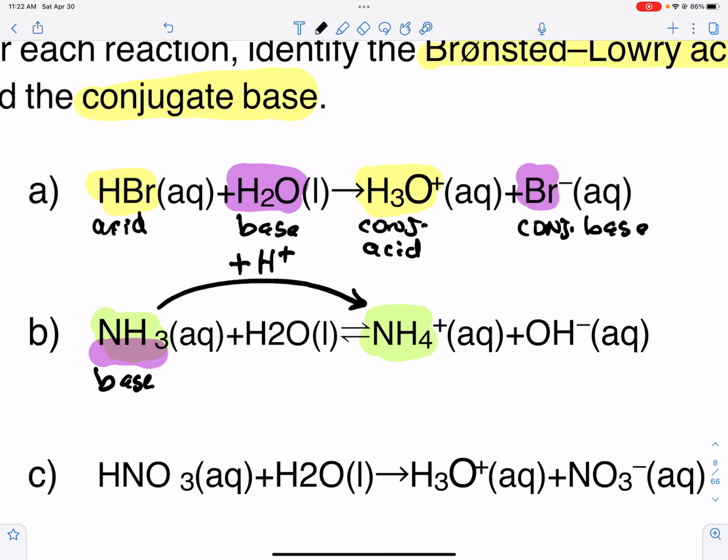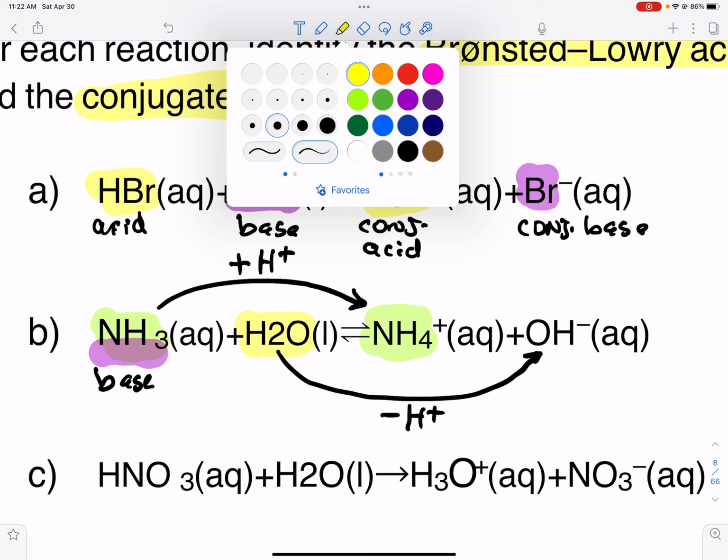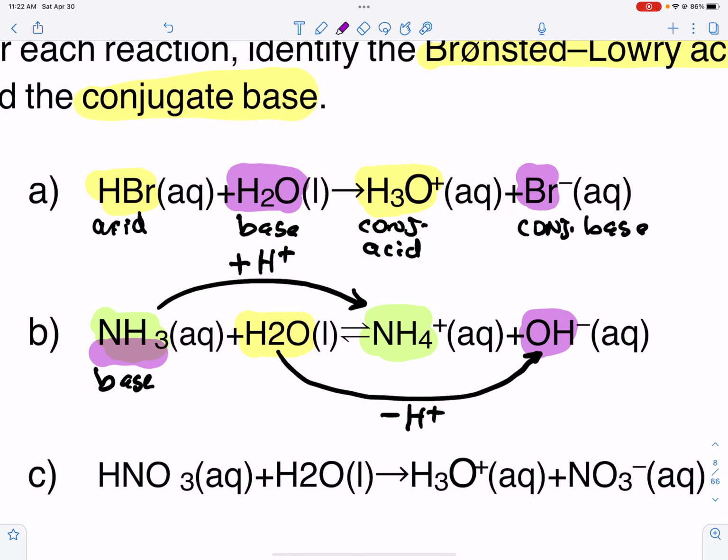Therefore, the water is becoming hydroxide, which means it's losing a proton. Therefore, this would have to be my acid, and this will have to be my conjugate base.